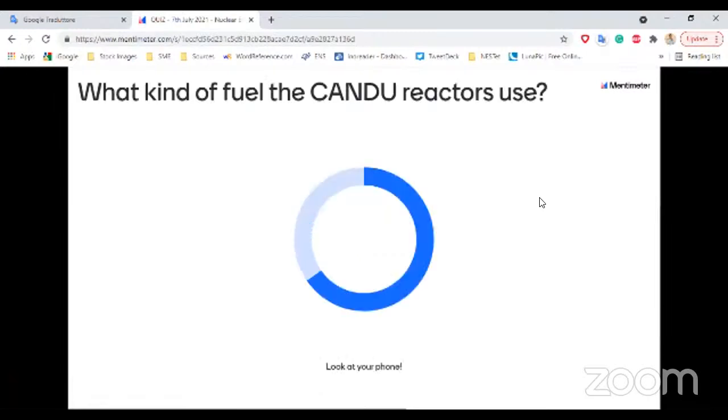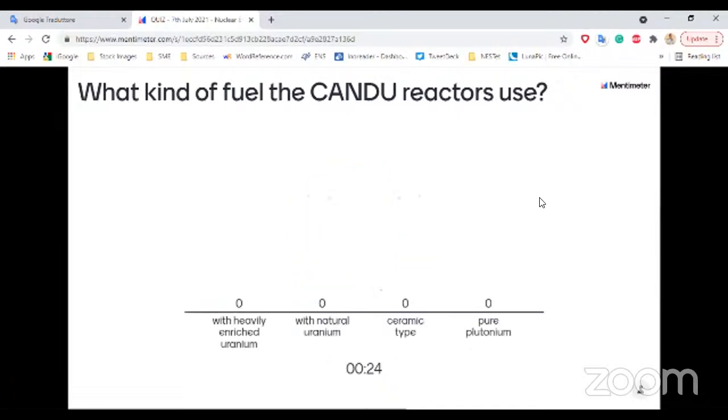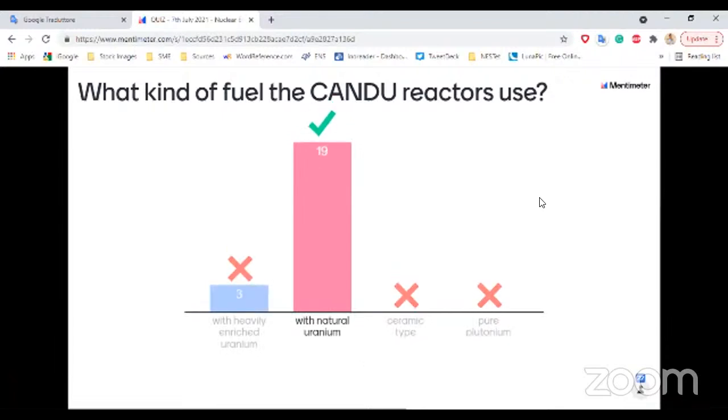What kind of fuel do the CANDU reactors use? With heavily enriched uranium, with natural uranium, ceramic type, or plutonium. Everyone has already voted again, and yes, with natural uranium is the correct answer. Congratulations. Next.